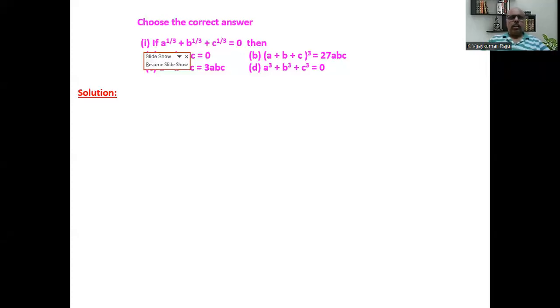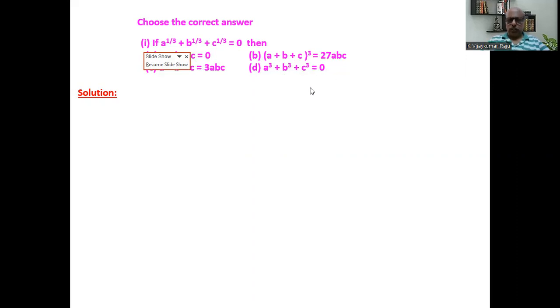See the question. If a raised to 1/3 plus b raised to 1/3 plus c raised to 1/3 is 0, then he has given you 4 options. The first option is a plus b plus c is 0. Second option is (a plus b plus c) raised to 3 is equal to 27abc. And third option is a plus b plus c is 3abc. Fourth option is a cube plus b cube plus c cube is equal to 0.